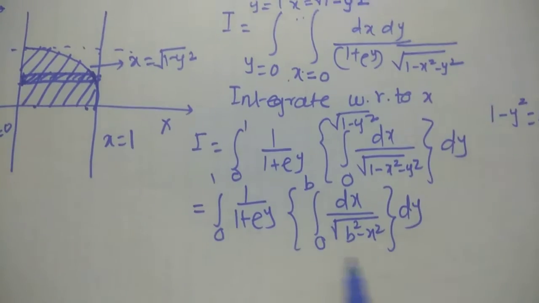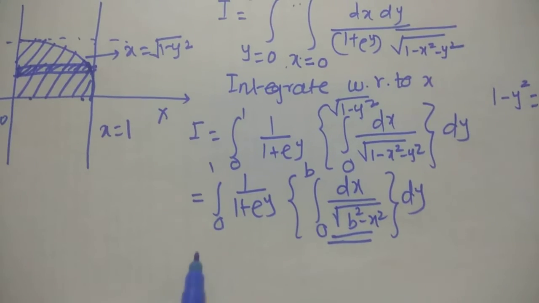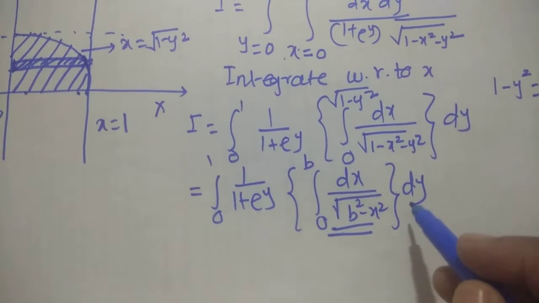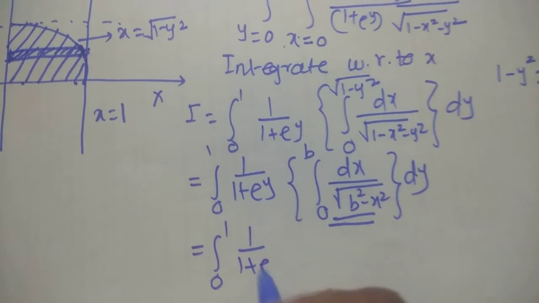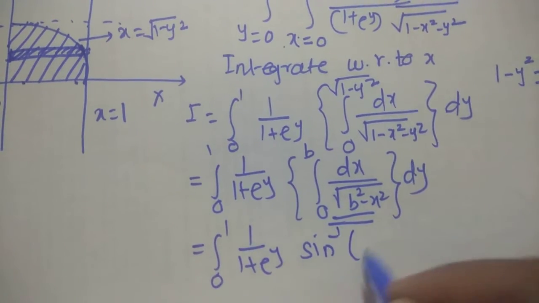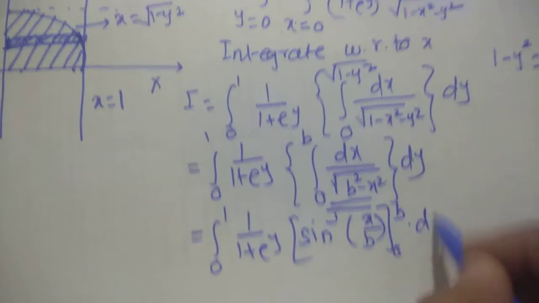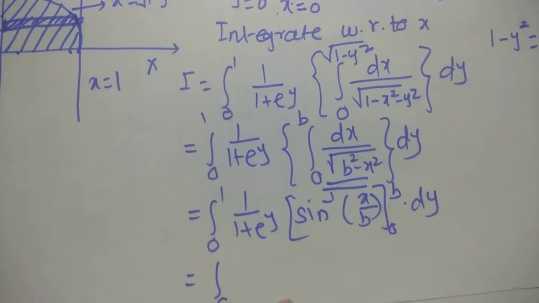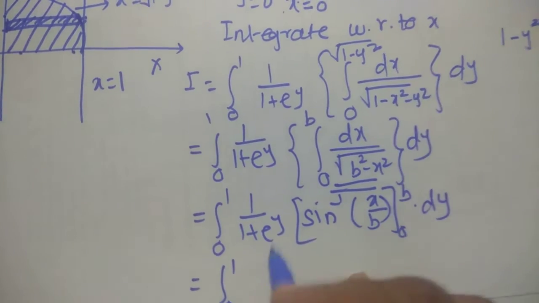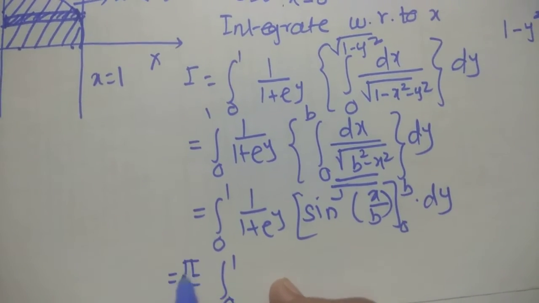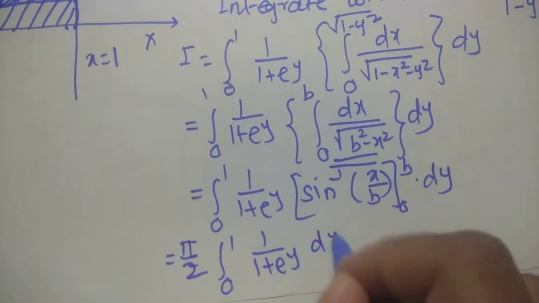Now the integration of this term is sine inverse. What is the integration of 1 upon under root a square minus x square? Sine inverse of x upon a. So its integration is sine inverse of x upon b from 0 to b, dy. Now putting the upper limit, sine inverse of 1 is pi by 2, and I'm taking that pi by 2 outside, and sine inverse of 0 is 0. So we have only pi by 2 times the integral of 1 upon 1 plus e raised to y dy.